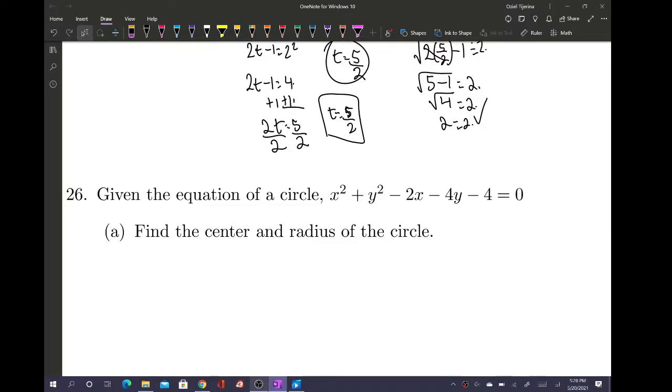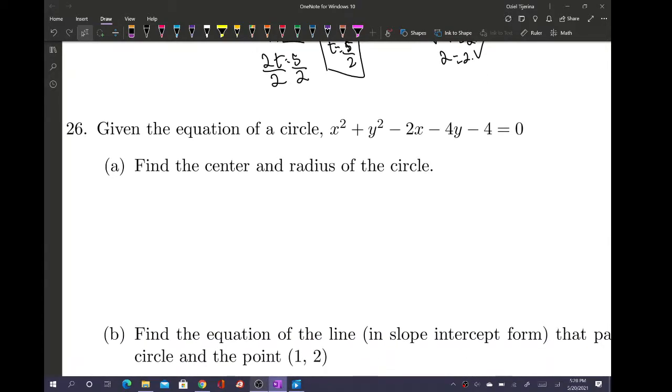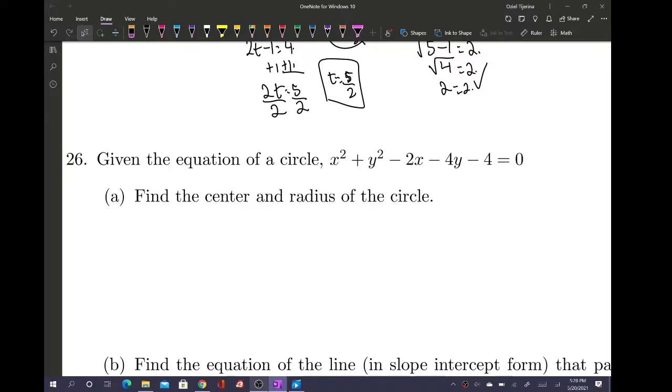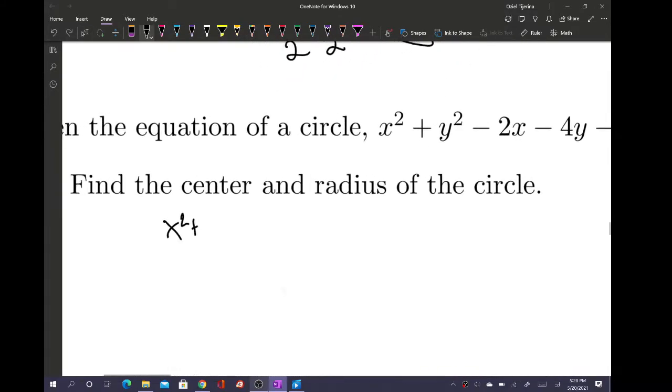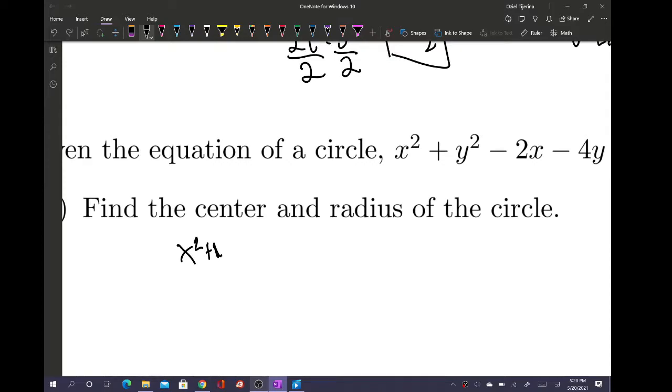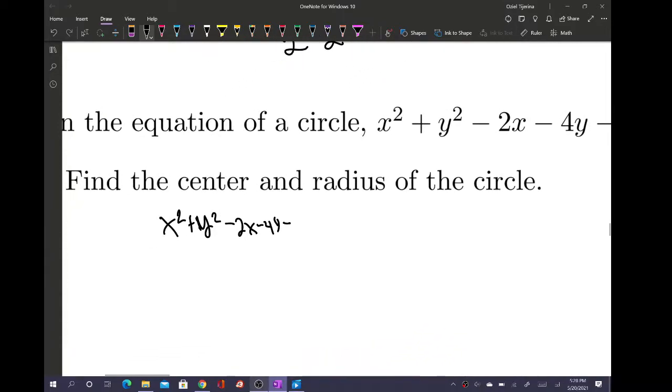Number 26 says, given the equation of a circle, x squared plus y squared minus 2x minus 4y minus 4 equals 0, find the center and the radius of the circle. We're going to rewrite the equation: x squared plus y squared minus 2x minus 4y minus 4 equals 0, and add 4 to both sides. So then we have x squared plus y squared minus 2x minus 4y equals 4.